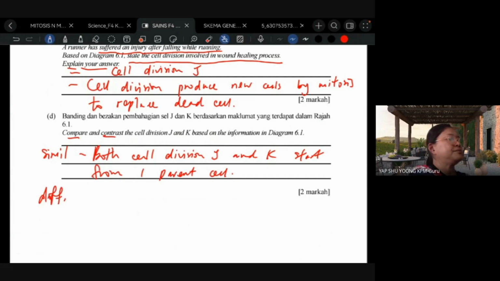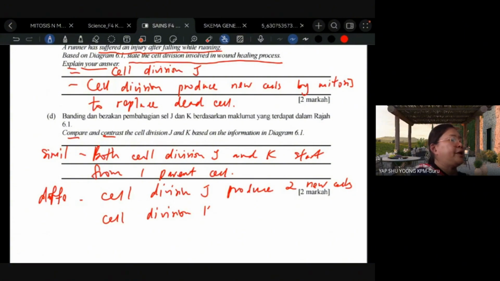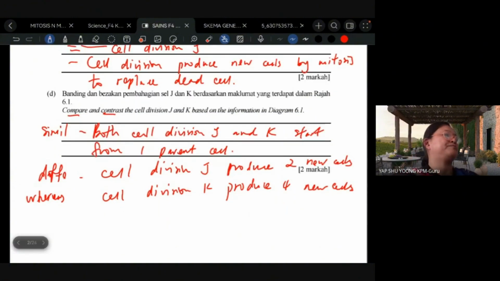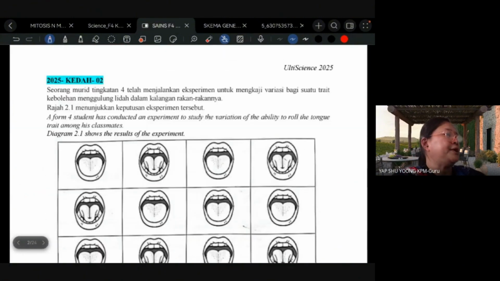Differences? You can say that cell division J produces 2 new cells, whereas, put the word whereas, cell division K produces how many cells? Produces 4 new cells. Okay, finish.